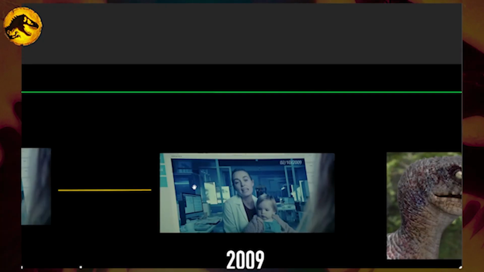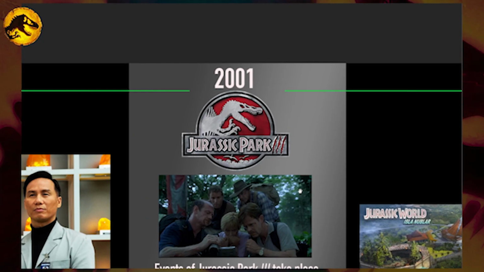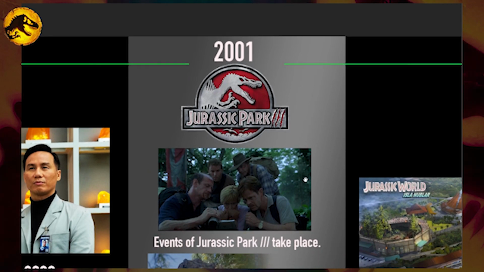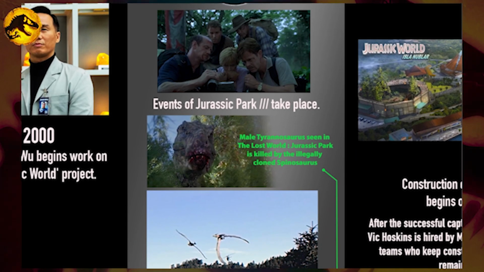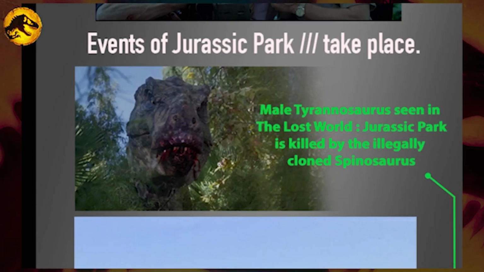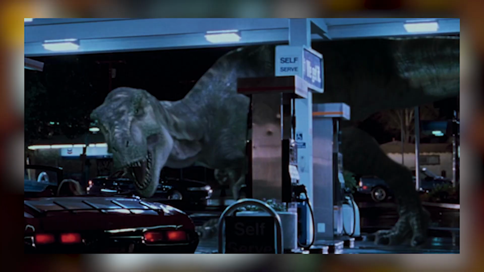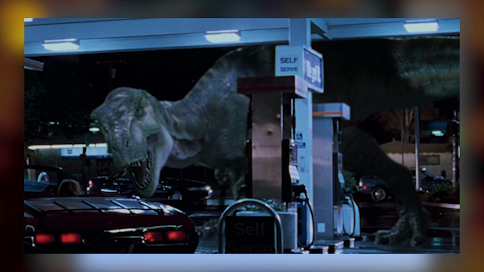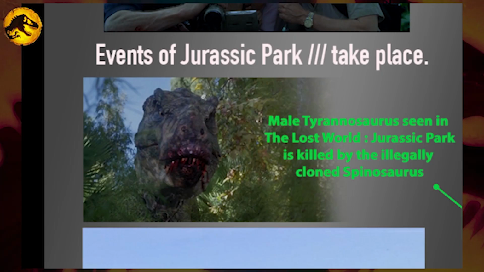So anyway, we're going to go back now to 2001, and down here, fans might hate me for this. The male Tyrannosaurus seen in The Lost World: Jurassic Park is killed by the illegally cloned Spinosaurus. So this T-Rex here, in my headcanon, is the one known to fans as the Buck from The Lost World. The reason I think this is because it's got the exact same design pattern. It's the same animatronic they've used here. And yeah, it just looks exactly the same.